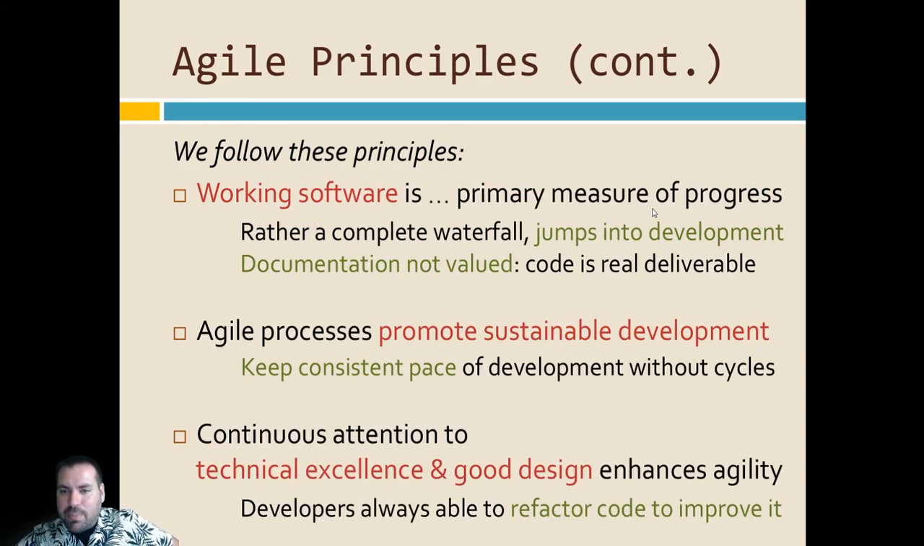Working software is the primary measure of progress. That should be self-explanatory, but Waterfall focuses a lot on documentation and contracts and things like that. Things that don't have anything to do with working software can be related to, but not that there's not value in documentation, but working software is the primary measure of success. Not to say it's the only, but primary.